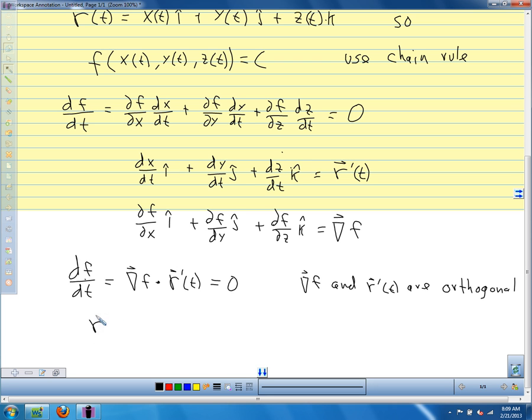R was arbitrary, so we're going to say r of t is arbitrary. So del f is orthogonal to any tangent vector.